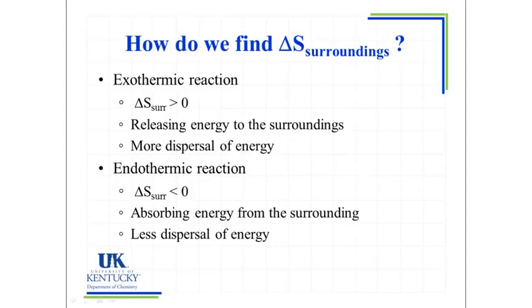For exothermic reactions, so that will be a reaction where delta H is less than 0, a negative value, we see that the delta S of the surroundings is greater than 0 because an exothermic reaction is releasing energy. We're dispersing that energy, and so the delta S of the surroundings is increasing. An endothermic reaction, when delta H is greater than 0, a positive value, shows we're absorbing energy from the surroundings, we're decreasing the dispersal of energy, and therefore delta S of the surroundings will be less than 0.